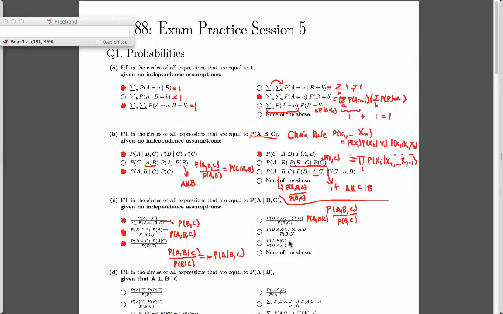And then lastly, this last option is comparing A, B given C over B given A and C. So this is the same as the probability of A, B, and C divided by the probability of C. That's just the numerator times the probability of A, B, and C divided by the probability of A and C. And there's no way we can simplify this to come out to A given B and C without making independence assumptions. So this is also not correct, and that's our final answer.